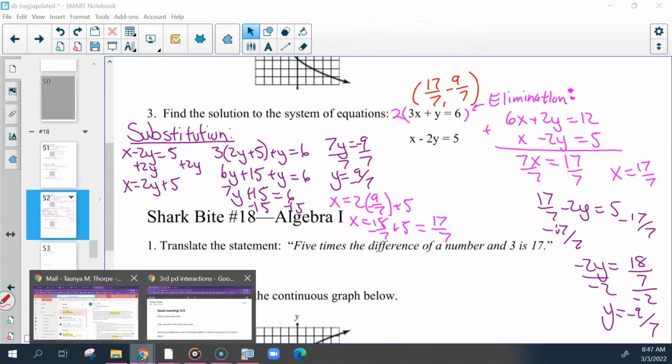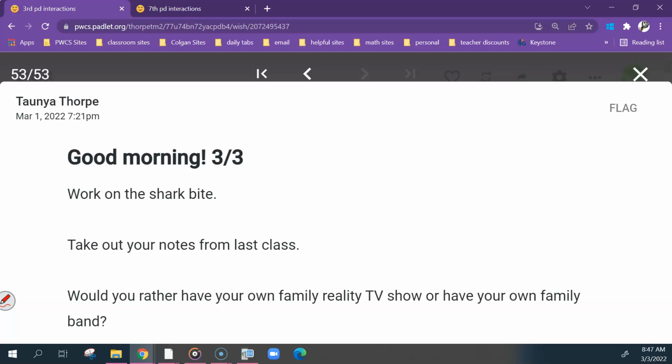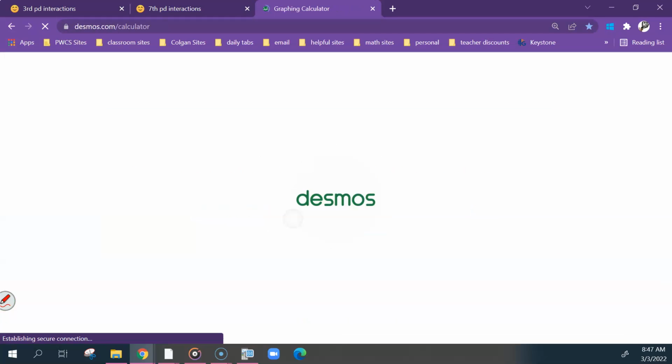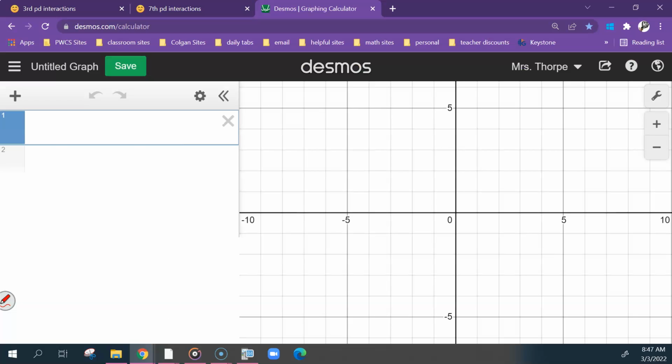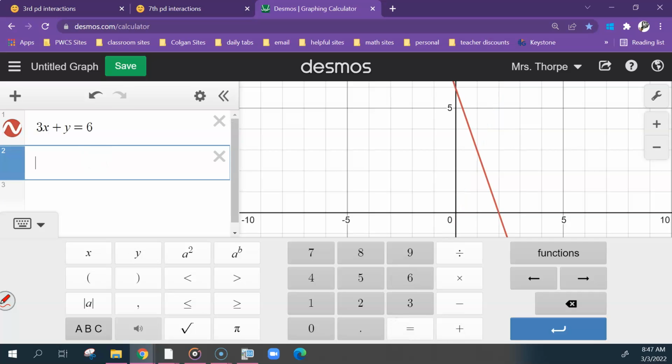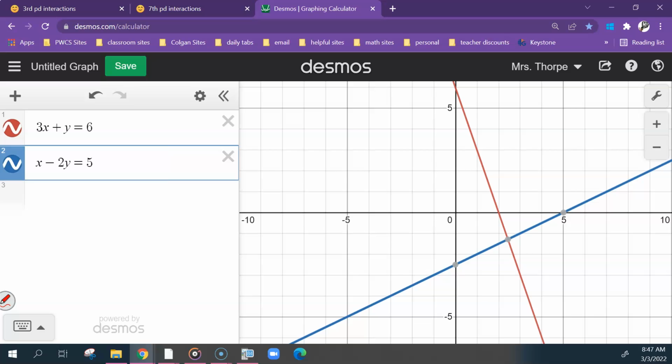Graphing. Someone read off those equations for me. 3x plus y equals 6. And x minus 2y equals 5. If we graph them, the intersection point would be a bunch of decimals. You would really need to know what those decimals are.